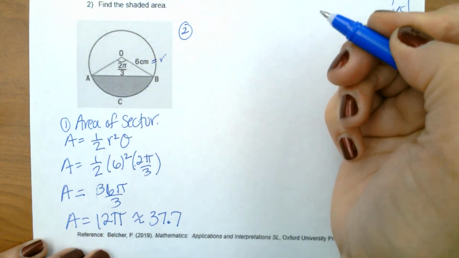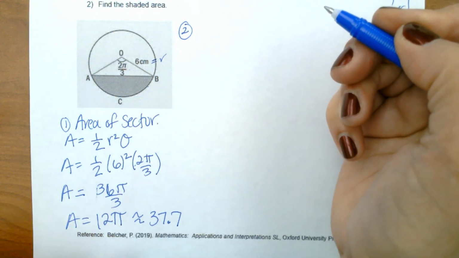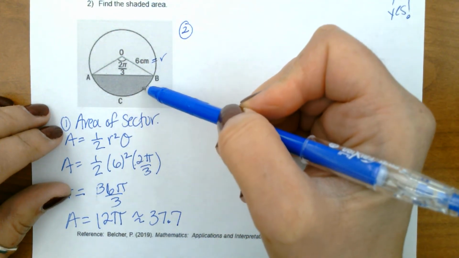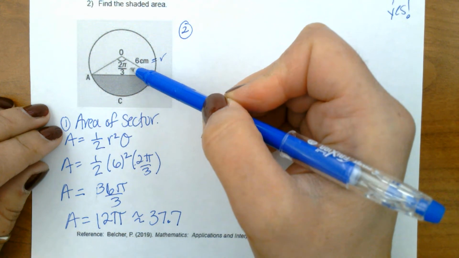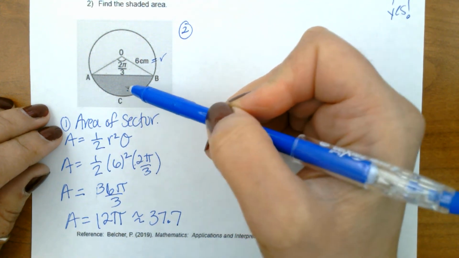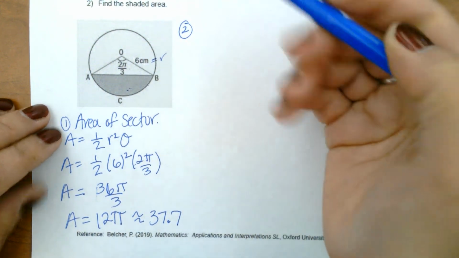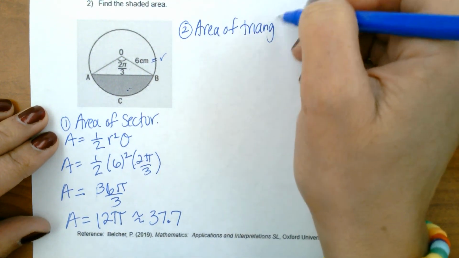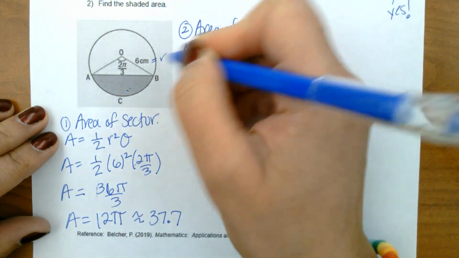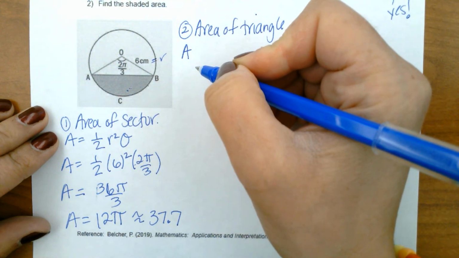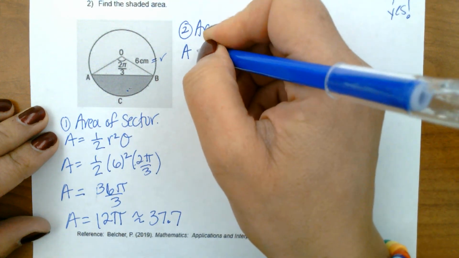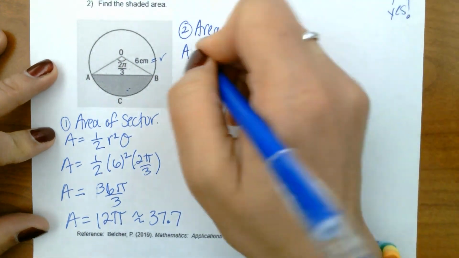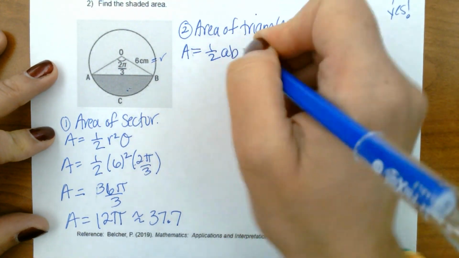So the second thing that we want to find is the triangle. There are 3 areas: the area of this whole thing, the area of the triangle, and then we can find the area of the shaded piece. So we need the area of the triangle. And it's not a right triangle. We got 2 pi over 3. Remember, a right triangle would be pi over 2, 90 degrees, and it's not. So we're going to have to use our area formula for when we don't have a right triangle. So that's 1/2 ab sine C.